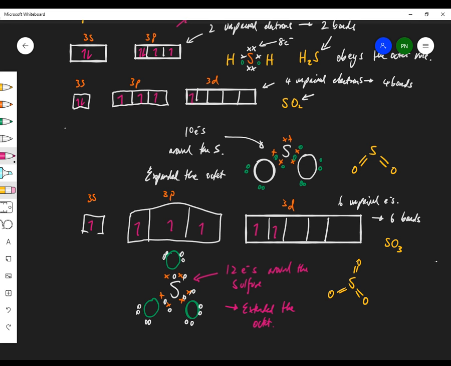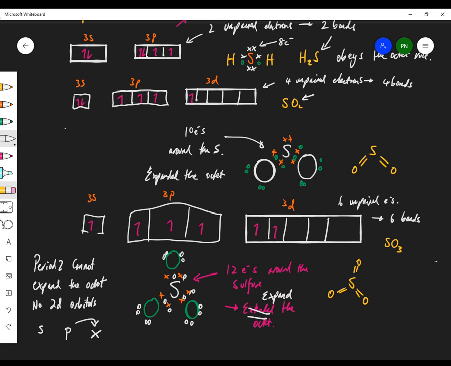Now, interestingly, up above right at the start, I said period 2 cannot expand. This shouldn't say extend, it should say expand. The octet has been expanded, not extended. So period 2 cannot expand the octet, and the reason is that there are no 2d orbitals. In the second quantum shell, the only orbitals available are the s orbitals and the p orbitals, so there's nothing to expand into. That's why period 2 cannot expand the octet, but period 3 can.